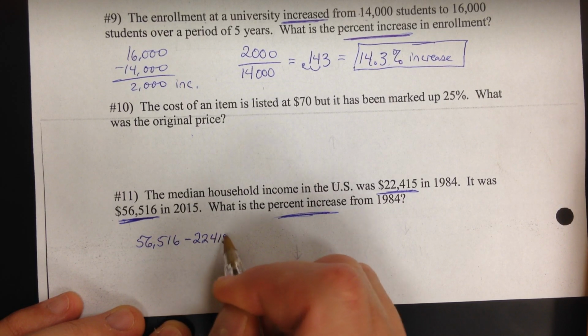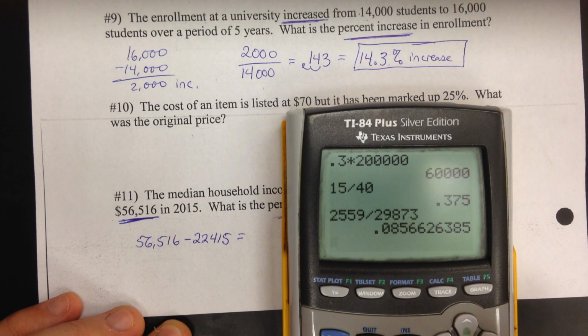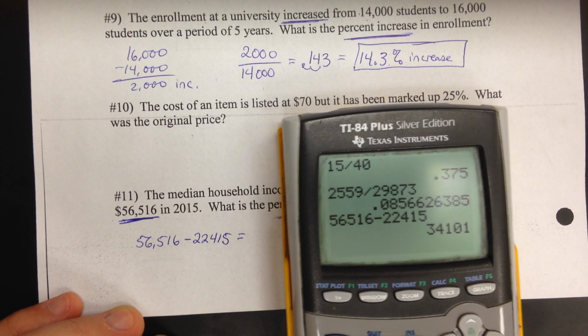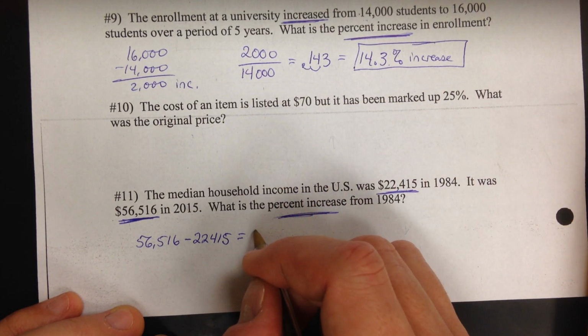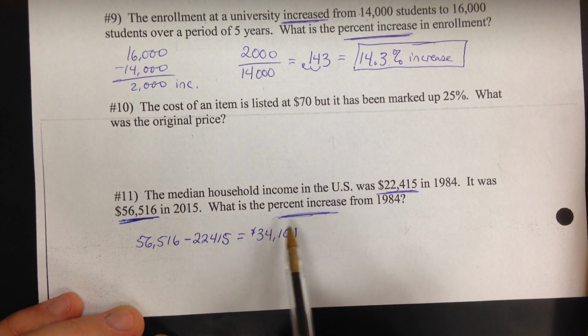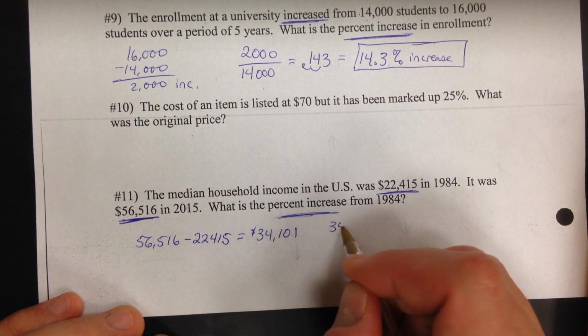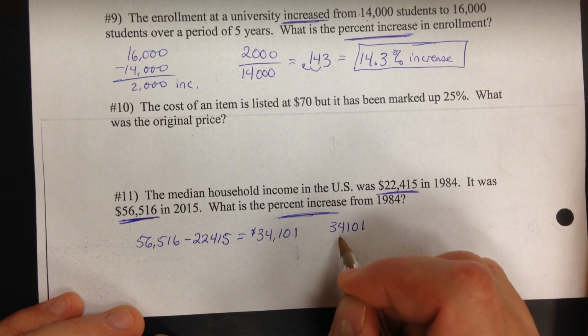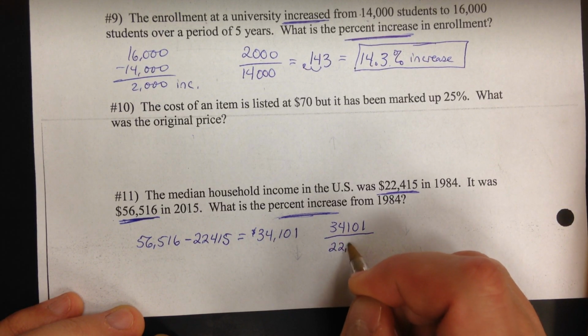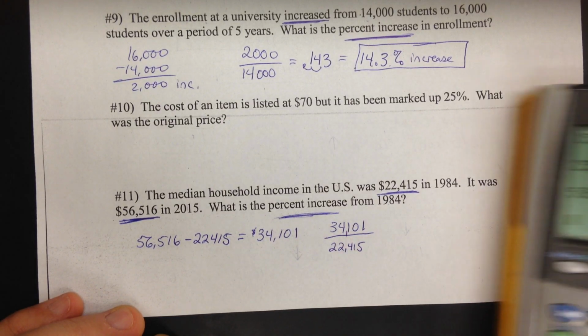So if we subtract that to find the amount that it's changed, okay, so it's gone up $34,101. Now that's the amount that it's increased. What's the percent increase? Well, let's take the amount of increase, the change, divided by the original amount from 1984.